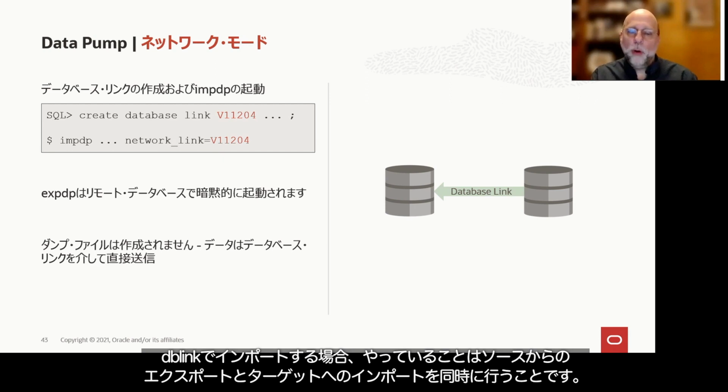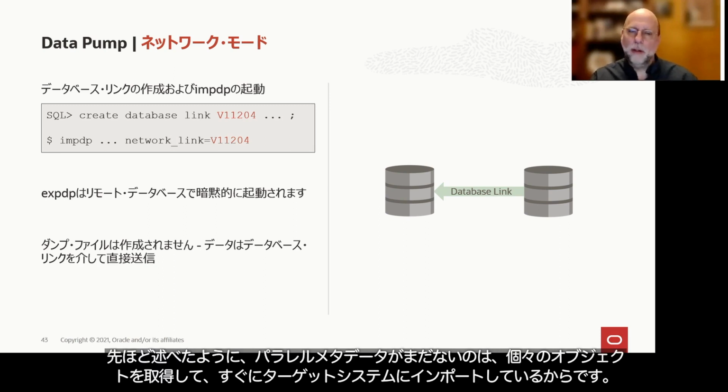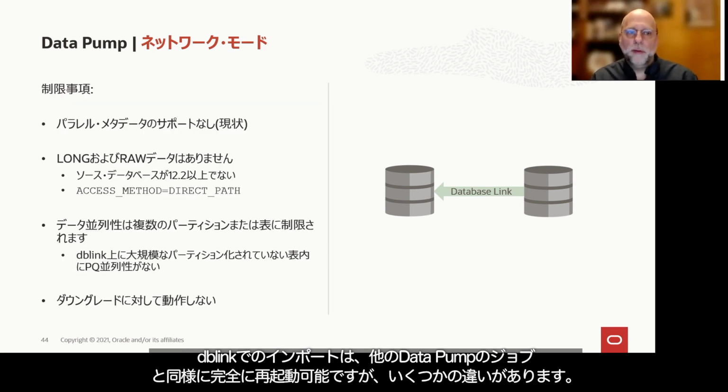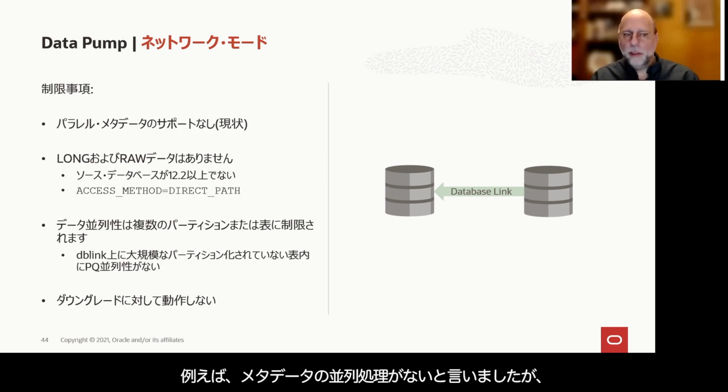When you import over a DB link, what we're doing is a simultaneous export from the source and import into the target. And that's why, as I mentioned earlier, we don't have parallel metadata yet, because we're just grabbing individual objects and immediately importing them into the target system. Import over a DB link is fully restartable, just like any other data pump job, but there are some differences. For example, I mentioned no metadata parallelism.